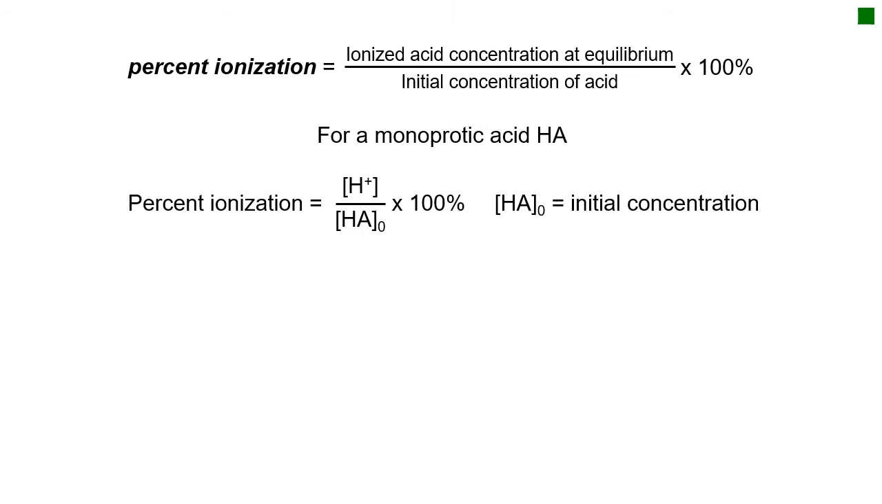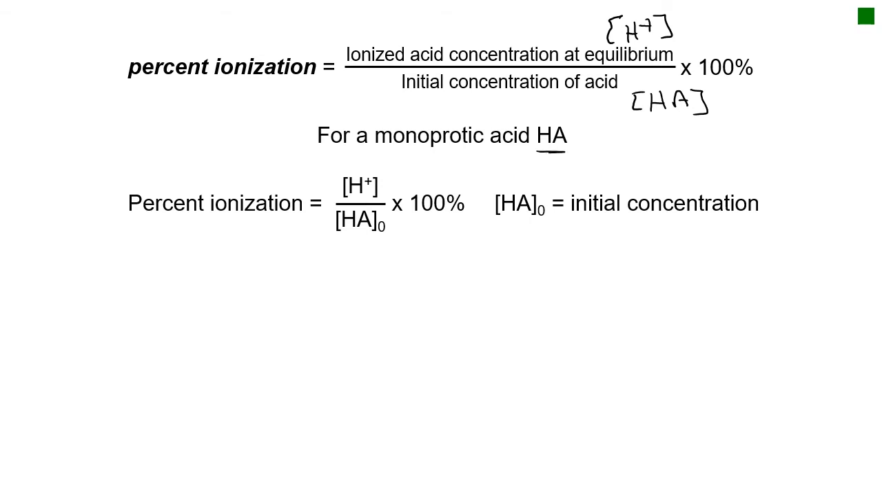I'm going to define a term quickly, and that is percent ionization. Percent ionization is going to be how much of the acid we make at equilibrium, which is this concentration of H+ or hydronium, over the initial concentration of whatever the acid is, multiplied by 100.